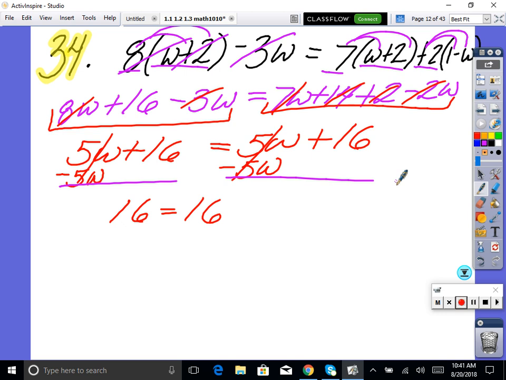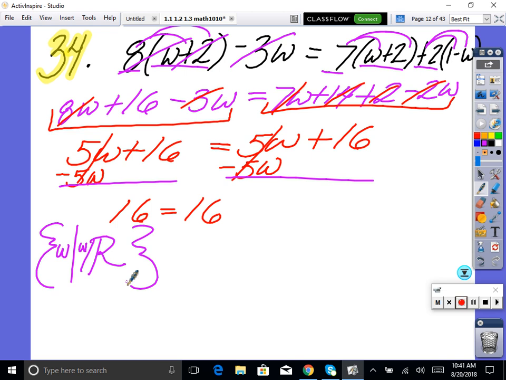So you'd say the set, no matter what we plug in, the set for W such that W is all real numbers. Or you could write out in words all real numbers. Does everybody see? So basically here's the rule, the trick. If you're solving and your W's or your variable disappears, if it's a true statement, the answer is all real numbers.